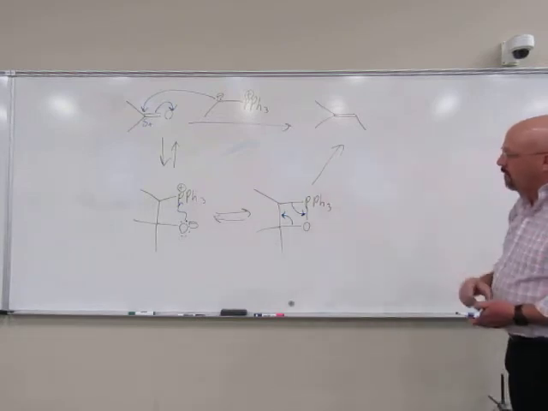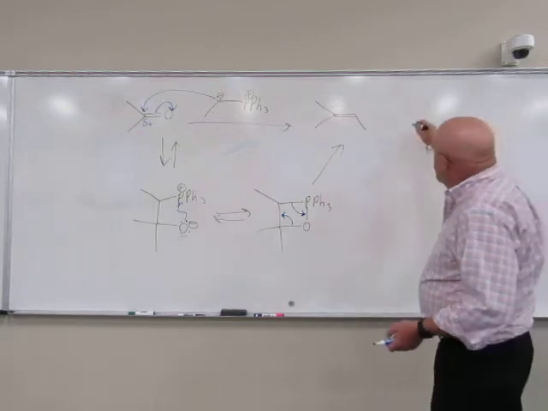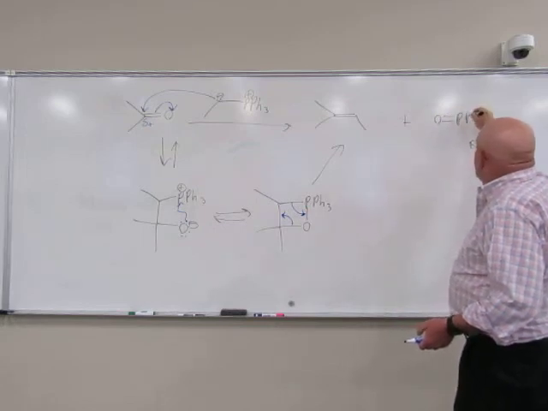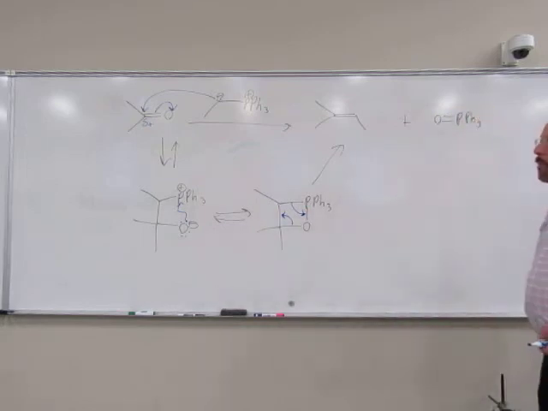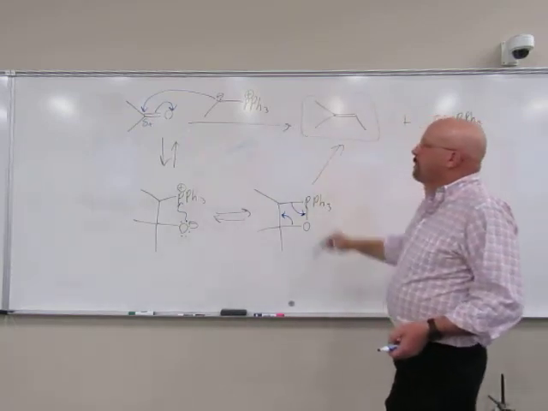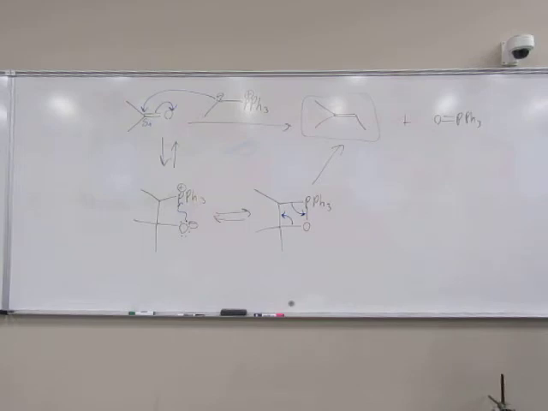That will give us the alkene there. And then as a byproduct, you get the phosphine oxide. And we have made the alkene. Questions? So there's the full mechanism, all the curved arrows.